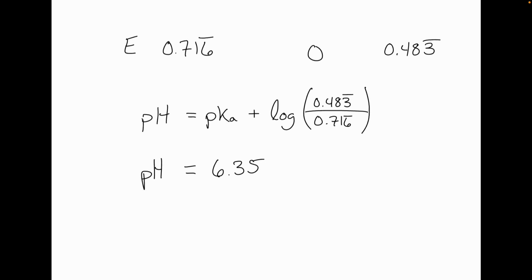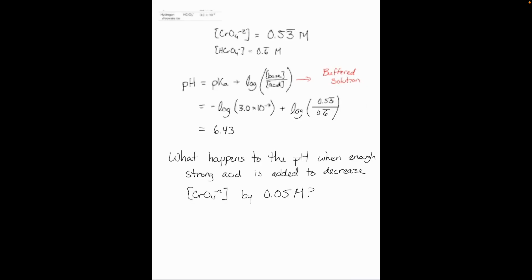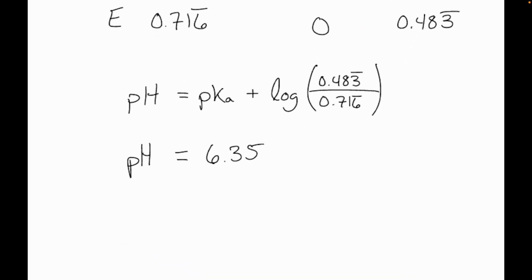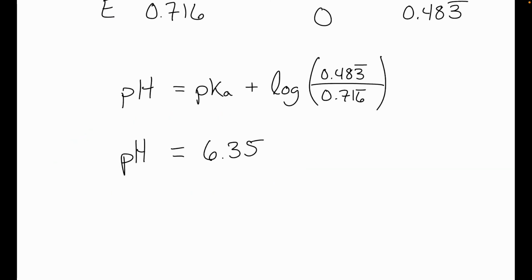All right, so I get that the pH of my new solution after adding that acid is 6.35. What was the pH of my buffer before I added the acid to it? 6.43, right? That's what we calculated originally. I added acid, it certainly went down, right? But if I had added this acid to just regular old water, for example, my pH would be 1.3.